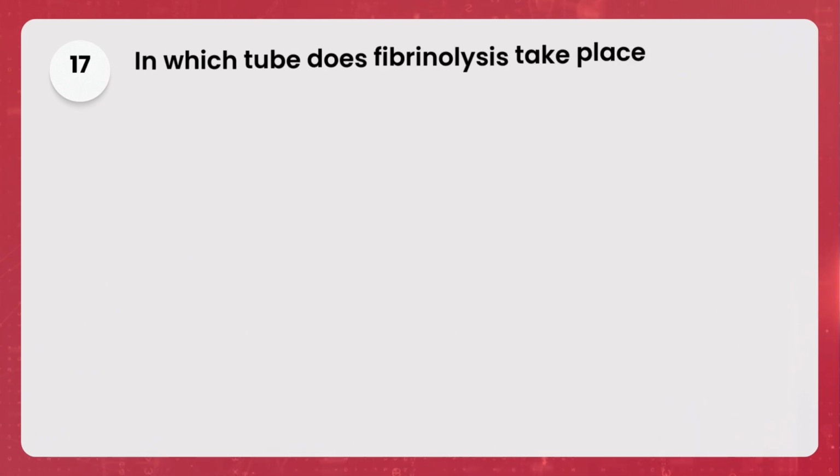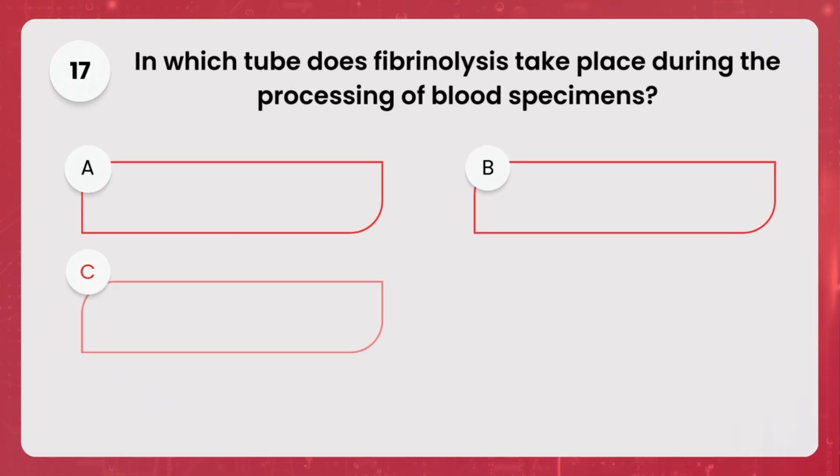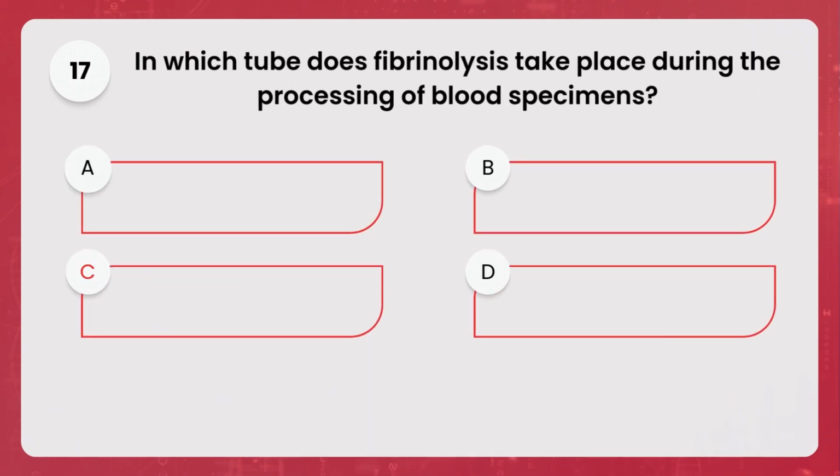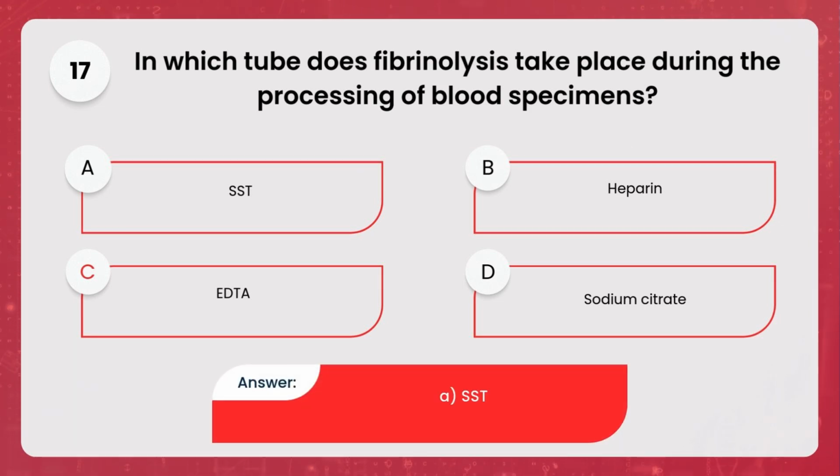Number 17. In which tube does fibrinolysis take place during the processing of blood specimens? A. SST. B. Heparin. C. EDTA. Or D. Sodium citrate. The answer is A. SST.